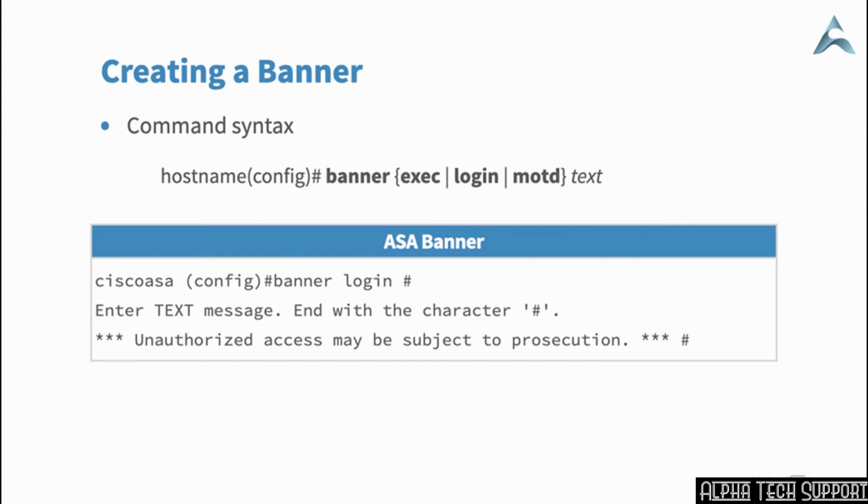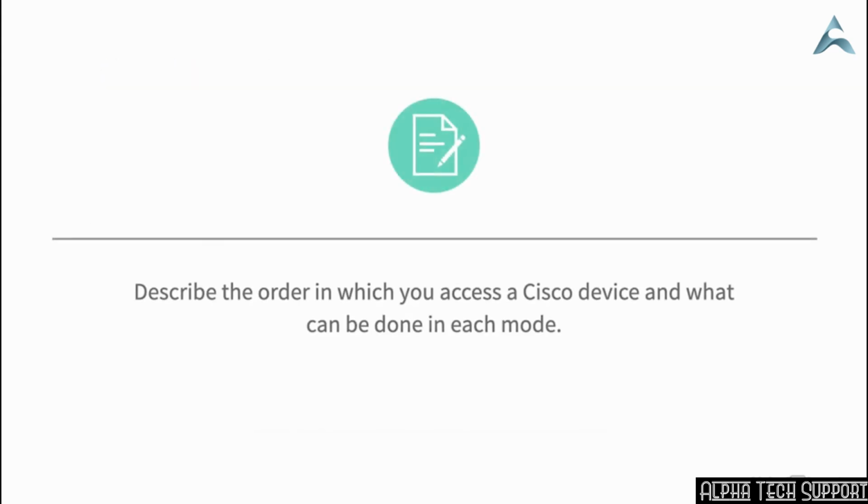Okay, let's test your knowledge. A Cisco IOS is separated into different command modes, each with a set of available commands. Describe the order that you access a Cisco device and what can be done in each mode. You can record your answer on the challenge worksheet.